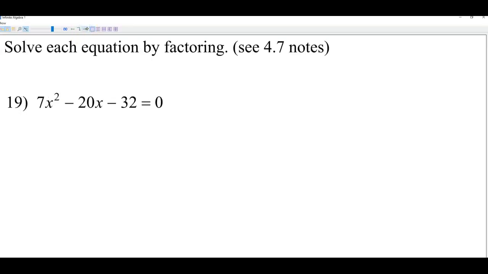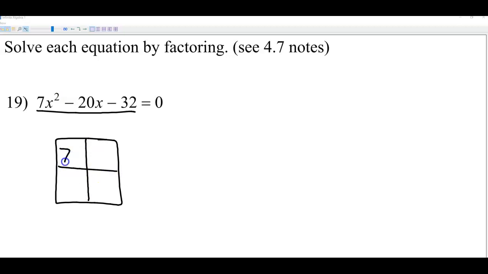Number 19, we're going to solve some equations by using factoring. So, step 1 is to look for a GCF, but there isn't one. Step 2, since there's 3 terms, we're going to go with the box method. Now, if you don't remember how to do the box method, I would have you look back at the previous problem where I did that. But for now, I'll just work my way through it.